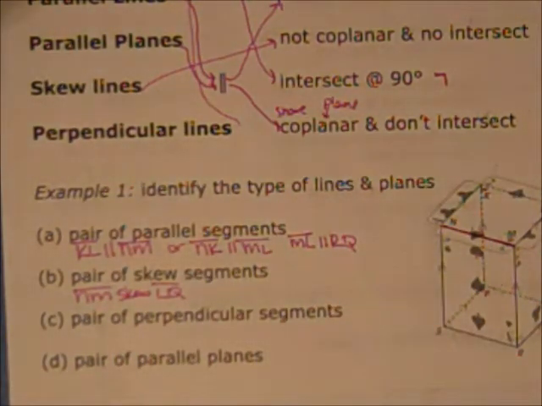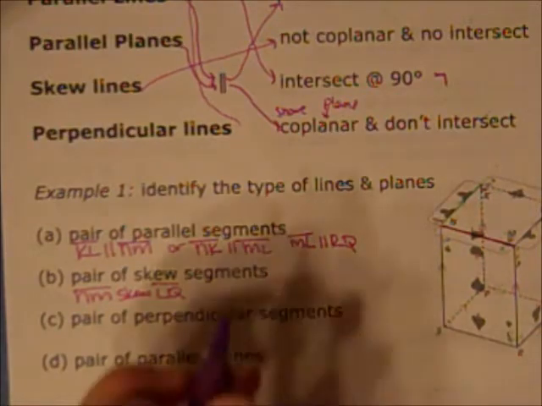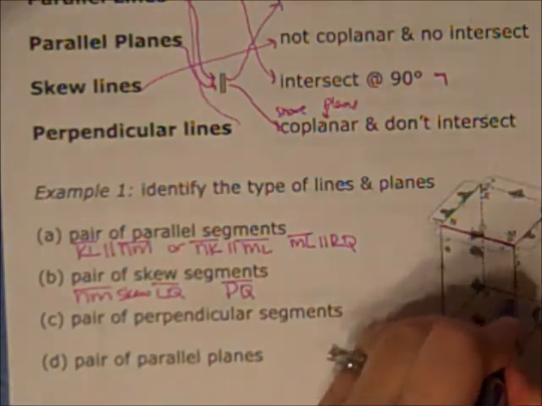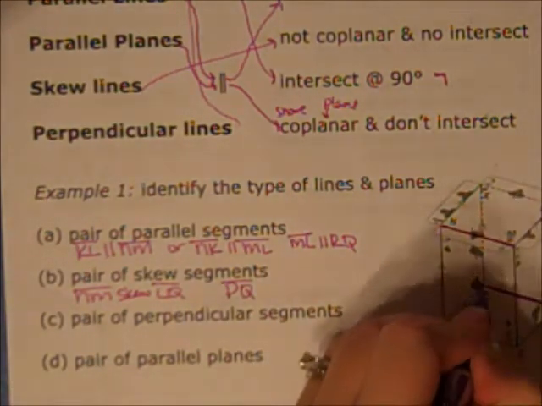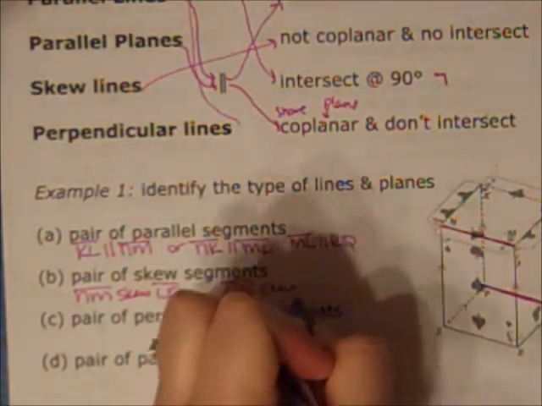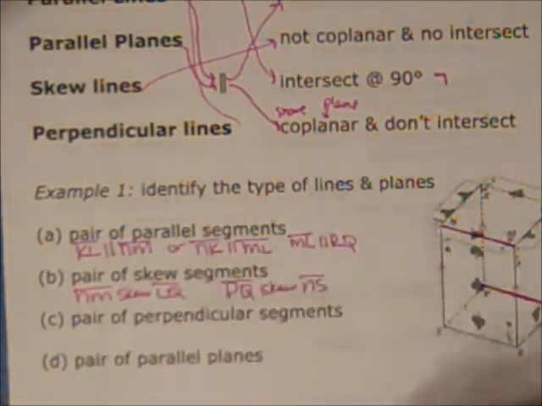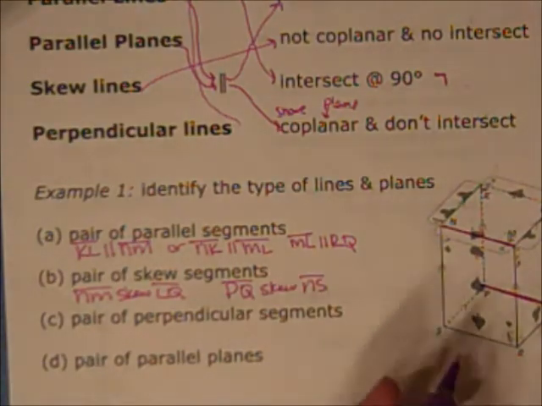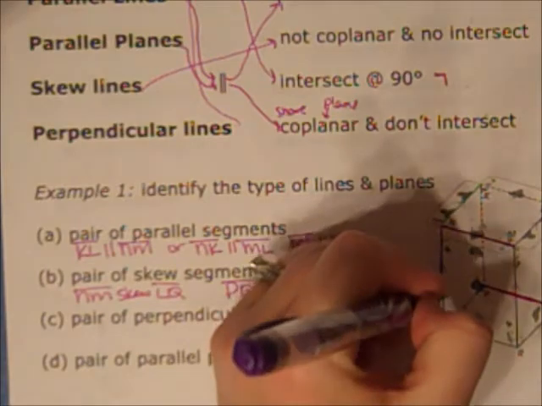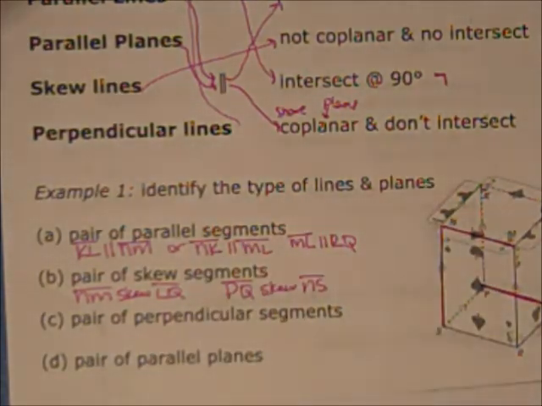Okay, let's choose another one. What about if I chose PQ? So PQ is on the back and the bottom going side to side. So maybe a good choice for that would be NS. Excuse my ESPN alert. It is going in the front, going up and down. So they're not going to intersect and they're not on the same plane. So what you're looking for is opposite sides of the figure going opposite direction. So one going side to side, one going up and down.